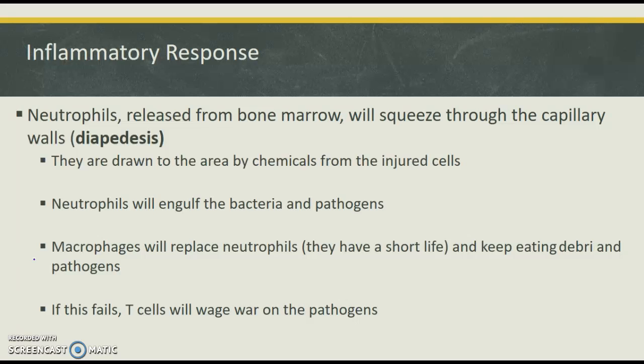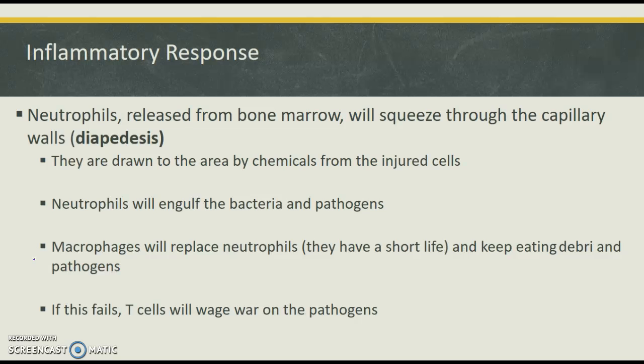Neutrophils, which are a type of white blood cell made in bone marrow, are attracted to the area through chemicals released by the injured body cells. And they squeeze through the little capillary walls, called diapedesis, and they basically engulf bacteria and pathogens until they die. Neutrophils just keep eating and eating until they can't survive anymore. And you've probably seen dead neutrophils before. Anytime that you have pus in a wound, that's actually dead neutrophils that have tried to control the infection.